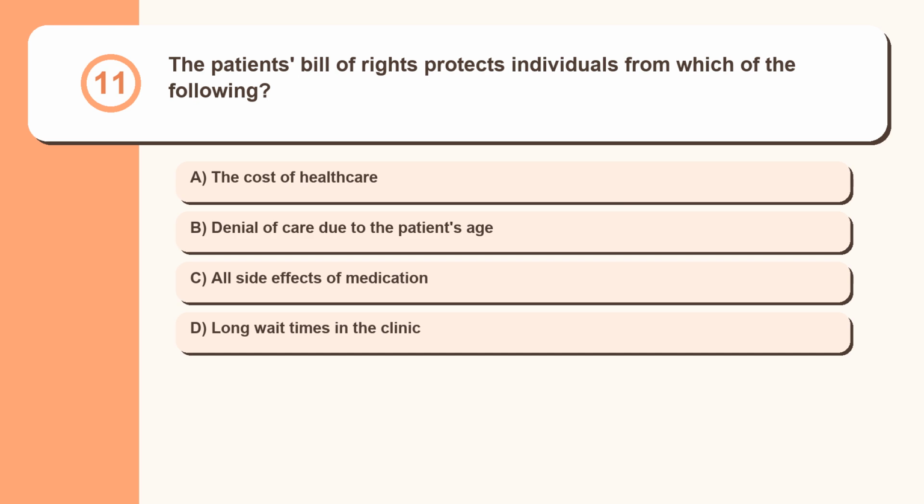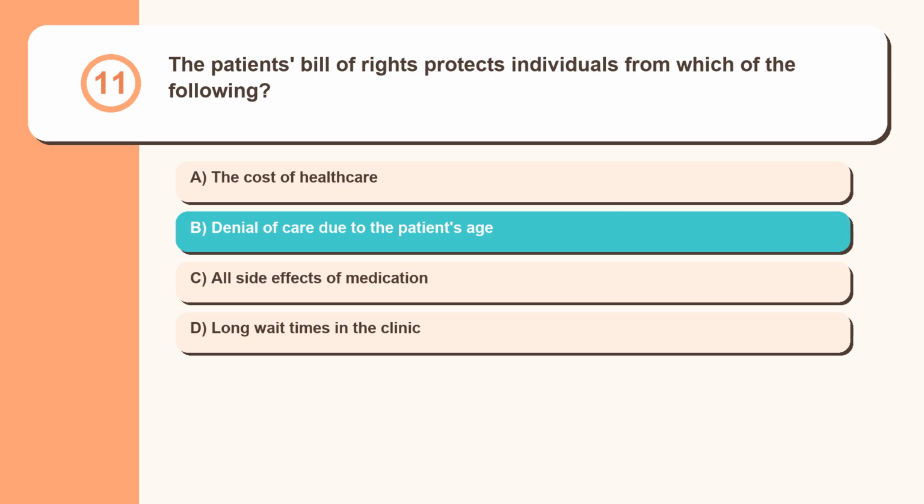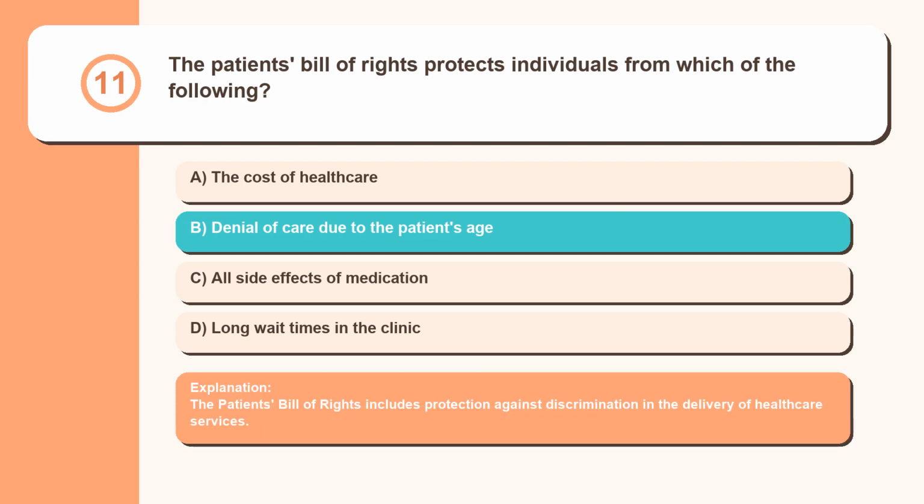Question 11. The patient's Bill of Rights protects individuals from which of the following? The cost of healthcare, denial of care due to the patient's age, all side effects of medication, long wait times in the clinic. The patient's Bill of Rights includes protection against discrimination in the delivery of healthcare services.